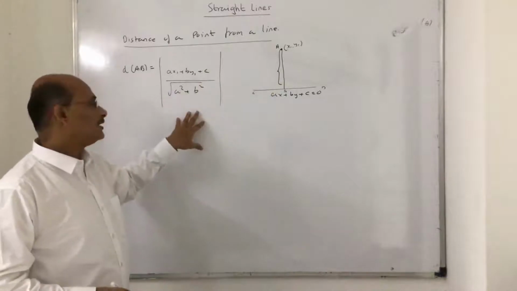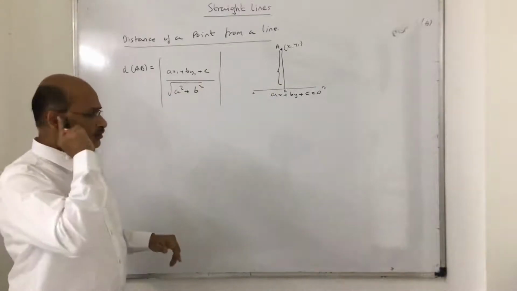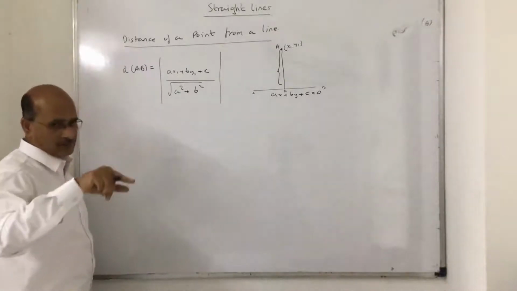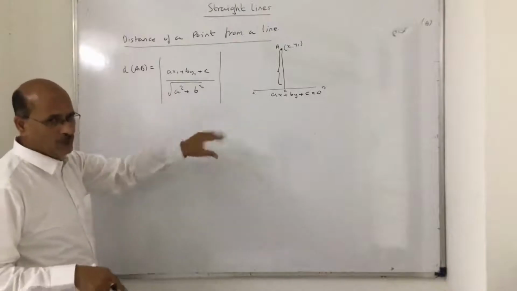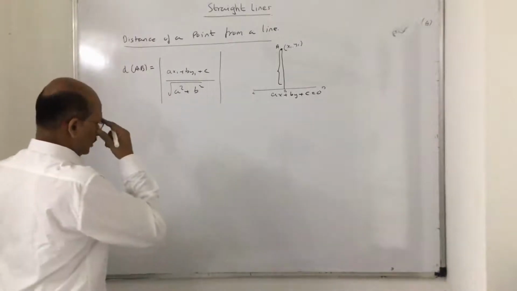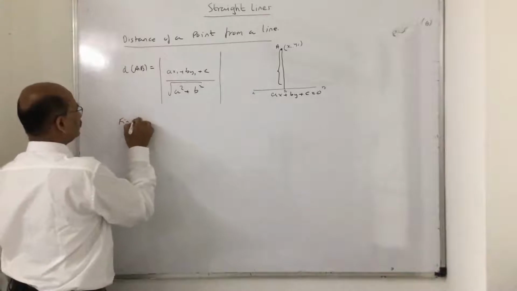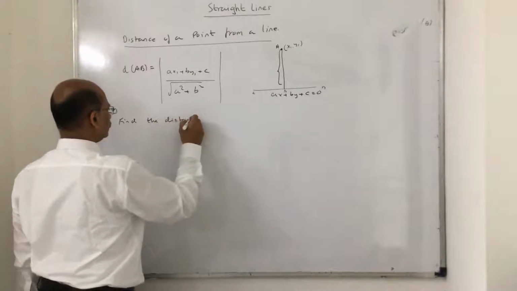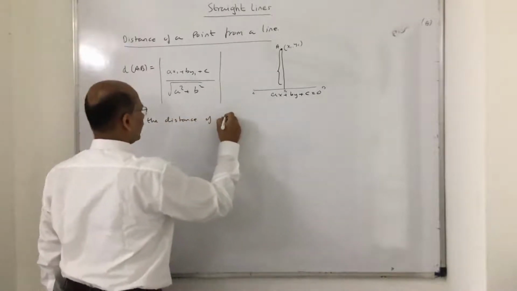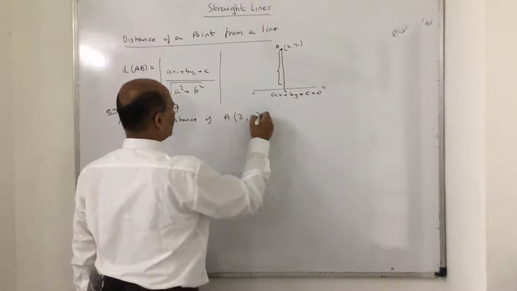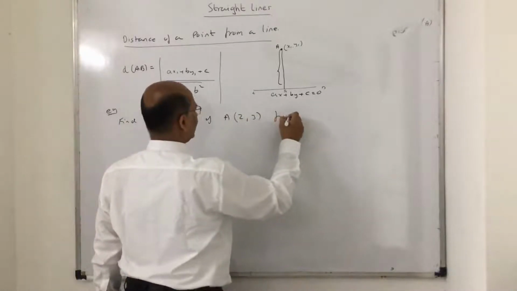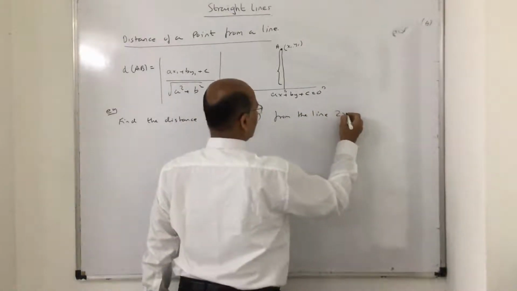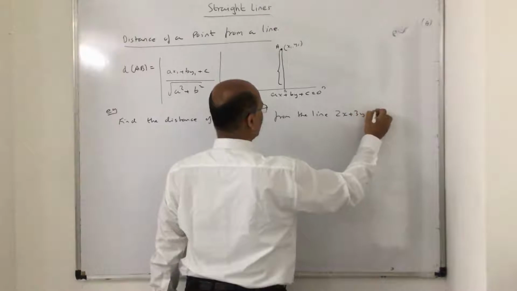Directly there is no need of derivation as such required for this. You have to just keep in mind because this is required for the next last concept on circle, that is distance between parallel lines. So just pay attention on how I apply the formula, it is the important part. Suppose if I give you a line, find the distance of point say A 2, 3, from the line 2x plus 3y is equal to 4.